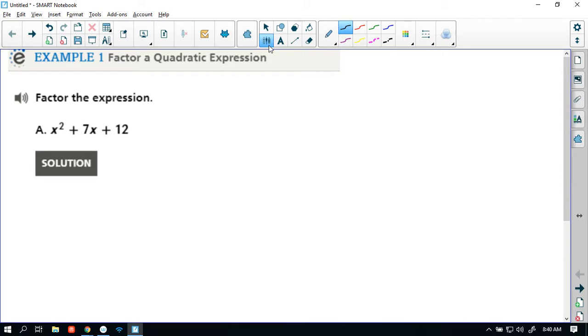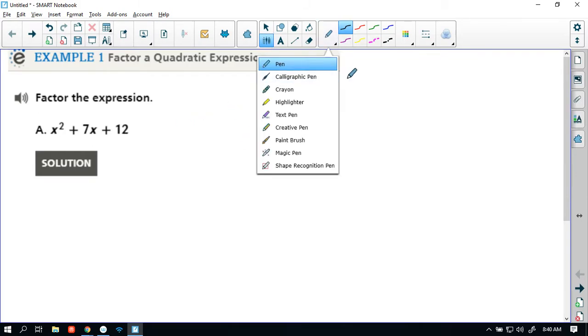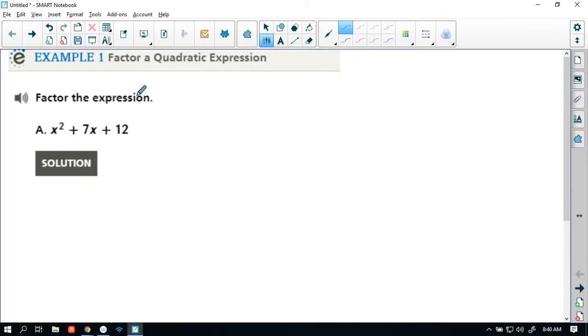All right, so we have this expression. It is in standard form. We need to make sure that we do have it in standard form, which is x squared plus 7x plus 12. Notice how the exponents drop. This is x to the power of 2. This is x to the power of 1. And because you cannot see it, this is x to the power of 0, which is basically 1. And 1 times any number is itself.